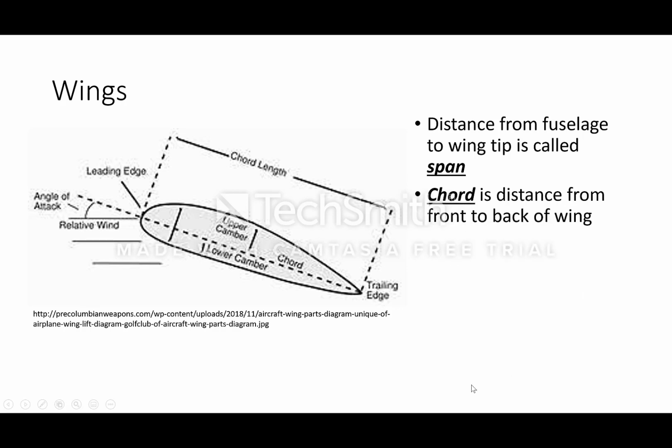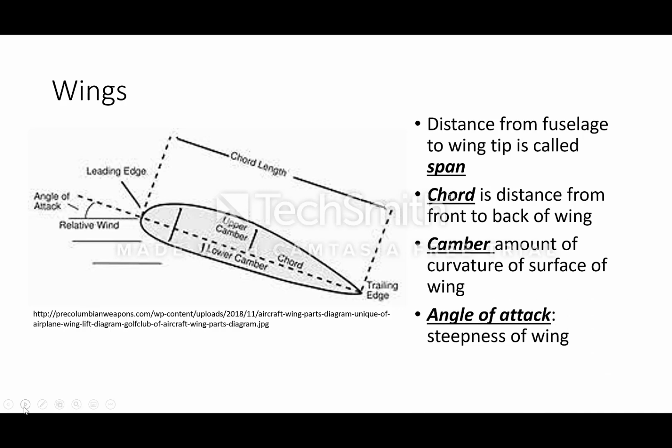Here we have the chord defined, the distance from the front of the wing to the back of the wing. And then we have the camber, which is the amount of curvature of the surface. And then we have the angle of attack, which is the steepness of the wing. And so these are really important nomenclature or vocabulary words, and you're definitely going to see those on your assignment, your practice assignment, and your graded assignment.